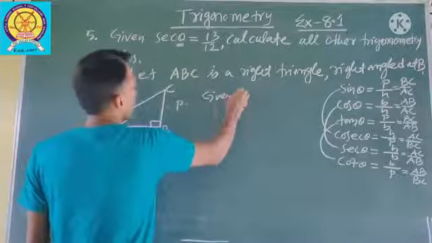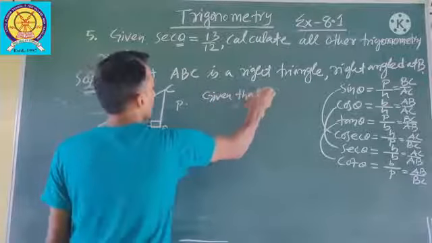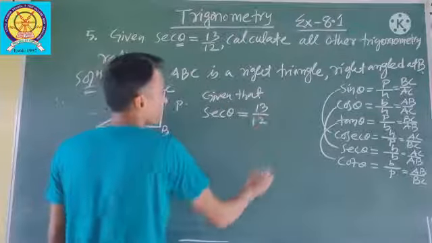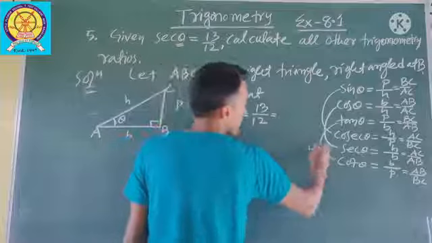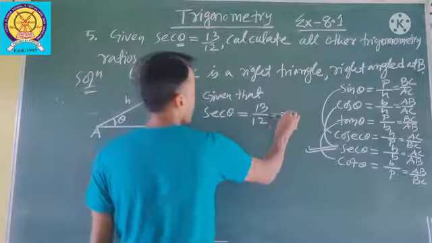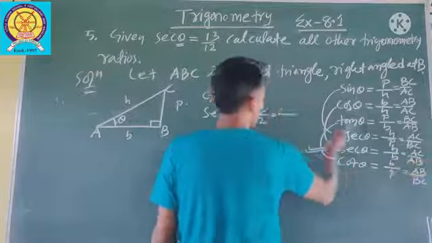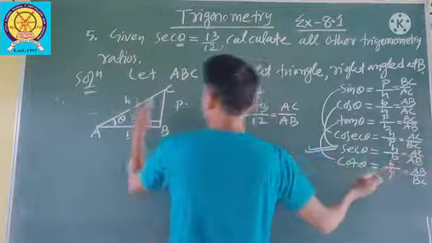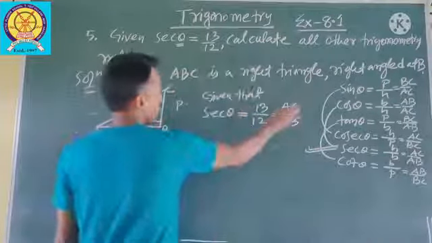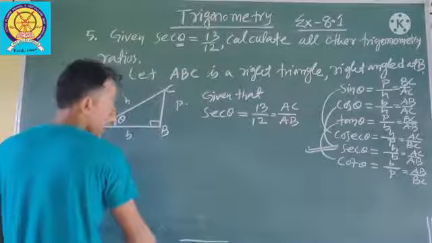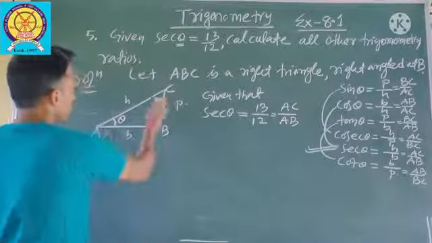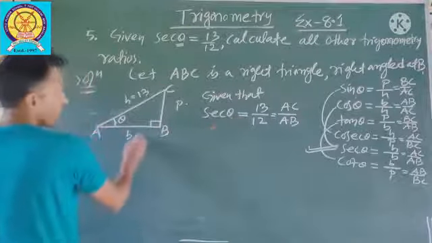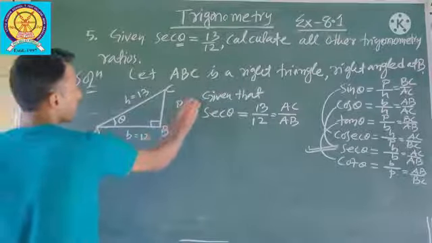So now what is given? Given that sec theta is 13/12. Sec is hypotenuse by base. That means AC by AB. So AC is given, AB also given. AC is 13. Then AB given, how much? 12. You have to find this perpendicular BC.